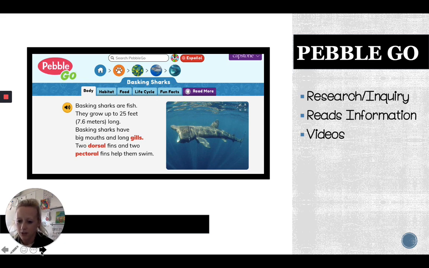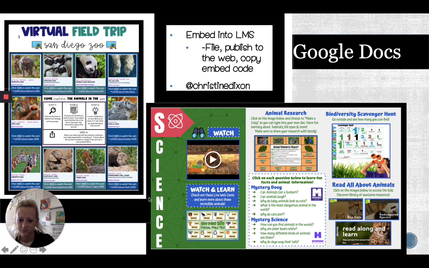They type in what they're learning about, and then if you look, there are those blue and then purple tabs. When you click on those, there's a microphone that reads each section to them, which is great. And some of the PebbleGo pages have videos at the bottom. So if they're learning about sharks and there's a video, of course they love watching those videos. So this is another great one for research.